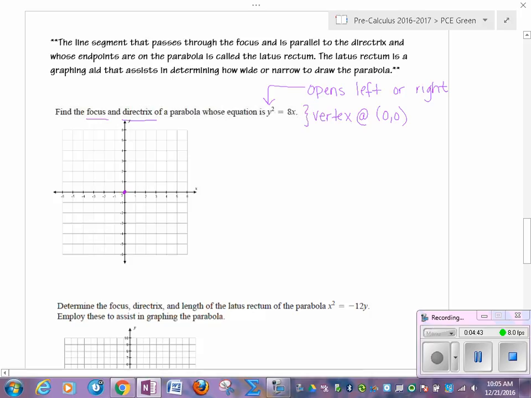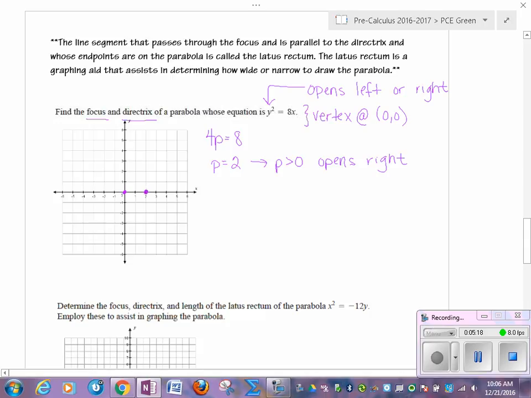Now we need to decide whether it's going to open to the left or to the right. So that's all going to depend on our p value. So for 4p equal to 8, being the coefficient of x, if I solve for p, I get a value of 2. Now, 2 is greater than 0, so since p is greater than 0, it's going to open to the right. Recall that that p-value is the distance between your vertex and your focus and your vertex and your directrix.